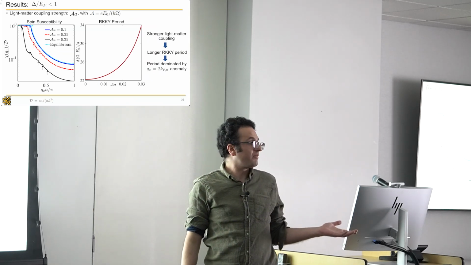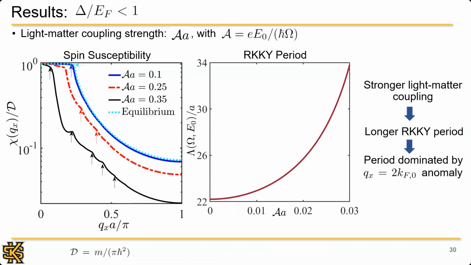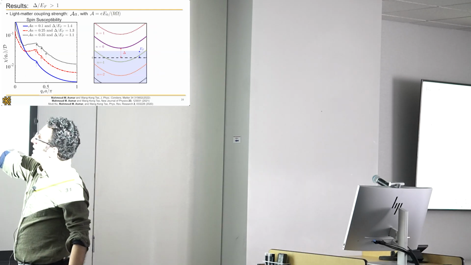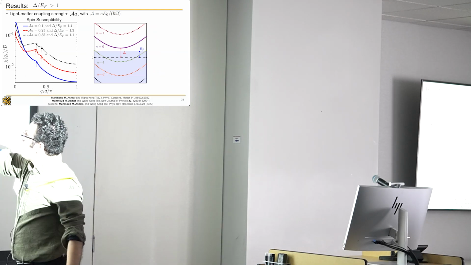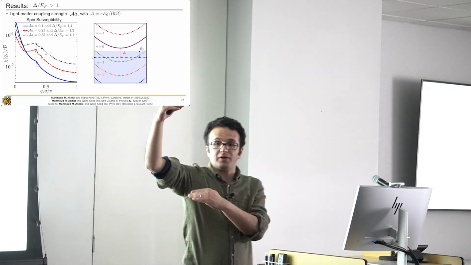But this cannot go on forever, right? And that's when I hit the second regime. My delta, the shift, becomes larger than my Fermi energy. So if my delta becomes larger than my Fermi energy, that means that the band with the highest occupation, the n=0 band, has migrated above my Fermi level.